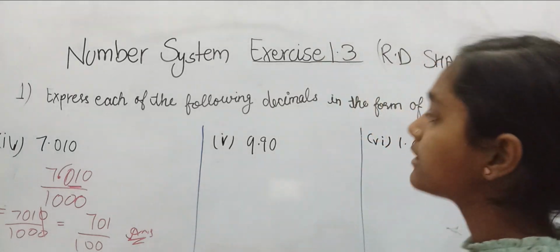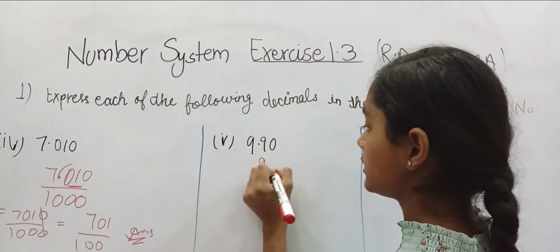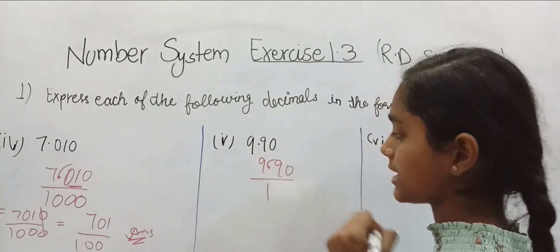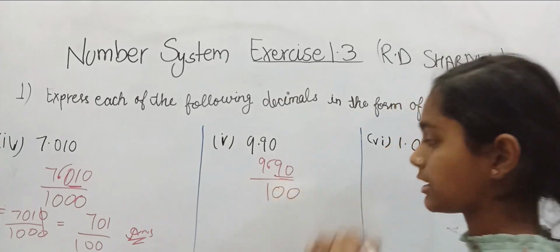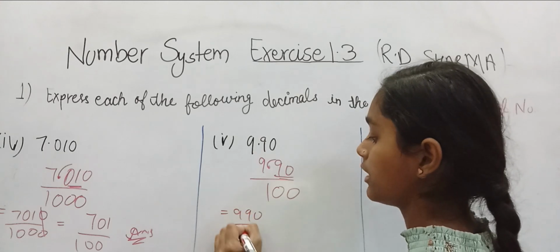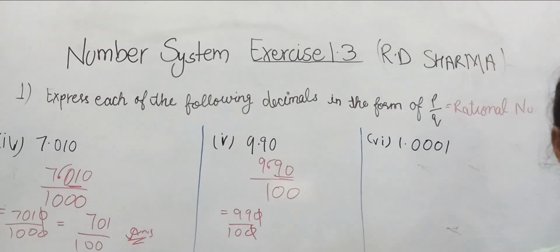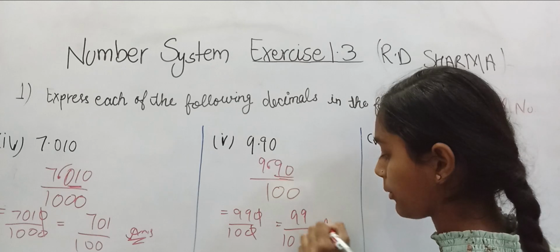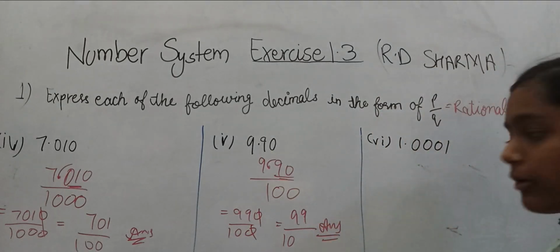Moving on to the next part, which is 9.90. We need to make it in the form of a rational number upon 1. Now we need to remove this decimal. How many digits are there after the decimal? There are 2 digits. So 990 upon 100. Now here we can also see that a 0 can be cancelled out very easily. So we're going to cancel it, and the final answer we would get is 99 upon 10. Alright. I hope you got this part.